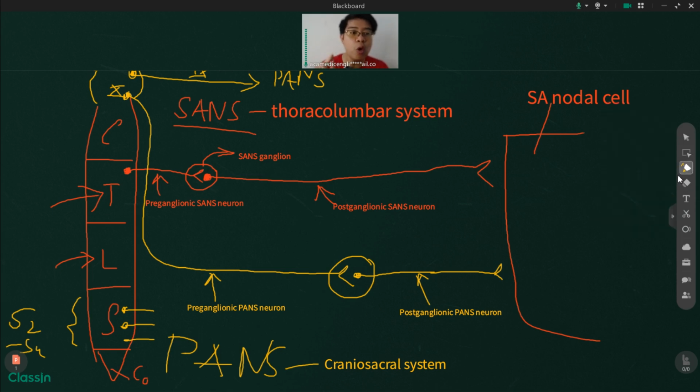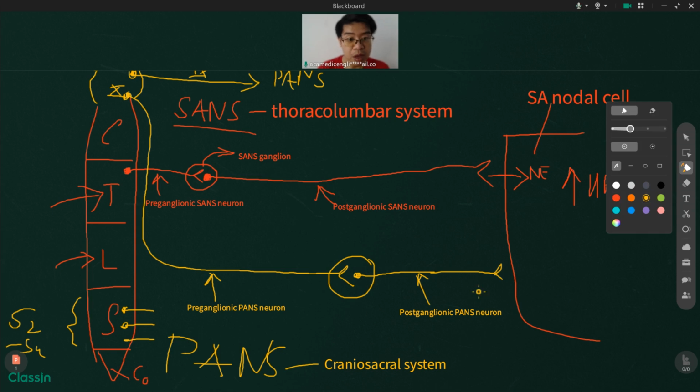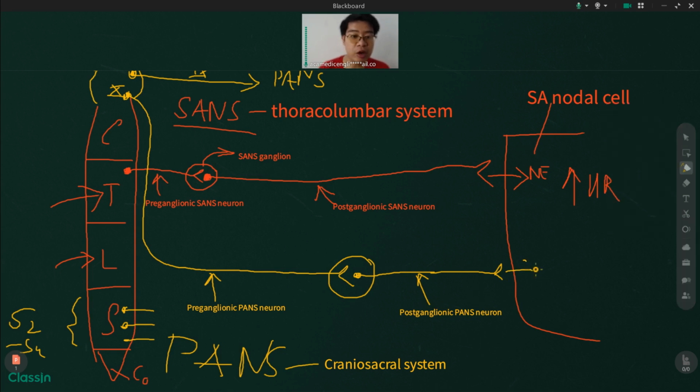Now, dual innervation, right? Dual innervation means that they are going to innervate the target cell differently. So the postganglionic sympathetic neuron will release a neurotransmitter that is norepinephrine, and norepinephrine is going to increase the heart rate. But the postganglionic parasympathetic neuron will release acetylcholine, and acetylcholine will do what? Decrease the heart rate. So this is what is known as dual innervation, guys.